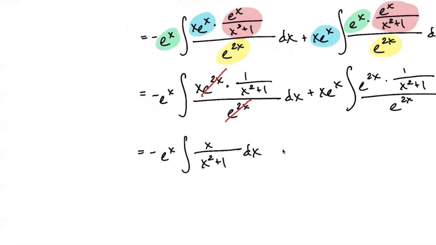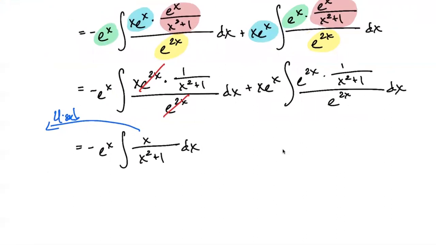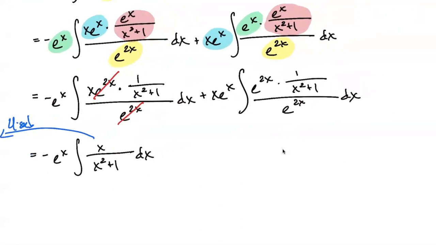And I'm going to make a note to myself here that I'm going to be able to use u sub to figure out this integral. The reason I know to use u sub is because the derivative of x squared plus 1 is 2x. And that'll help take care of this x in the numerator here. But before we solve that one, let's see what cancels in that second term.